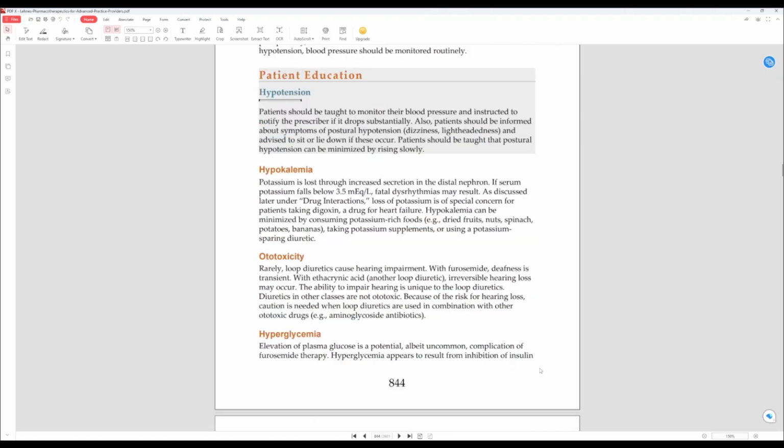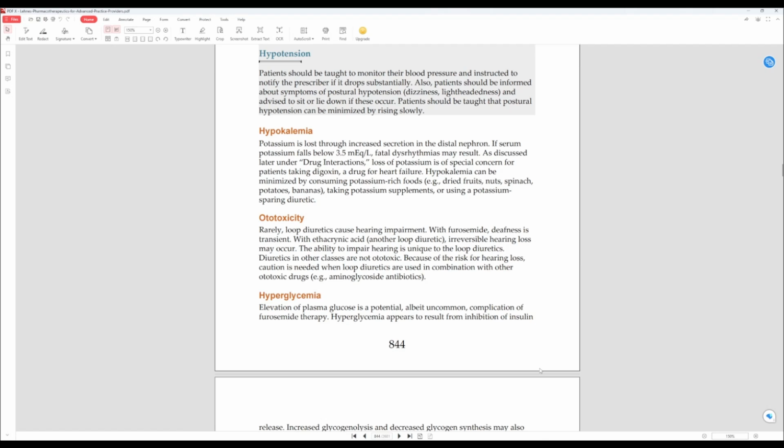Patient education on hypotension. Patients should be taught to monitor their blood pressure and be instructed to notify the prescriber if it drops substantially. Also, patients should be informed about the symptoms of postural hypotension and be advised to sit or lie down if these occur. Patients should be taught that postural hypotension can be minimized by rising slowly.